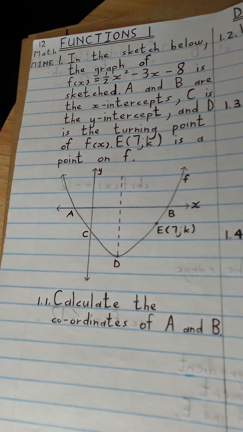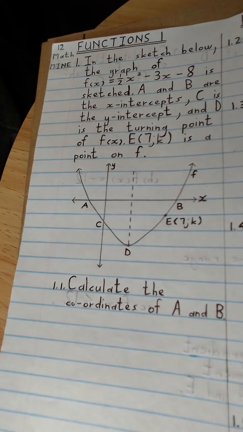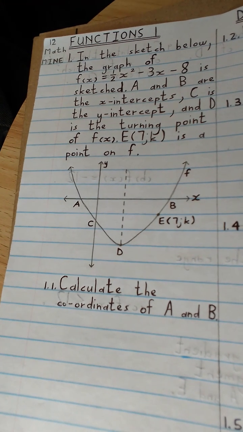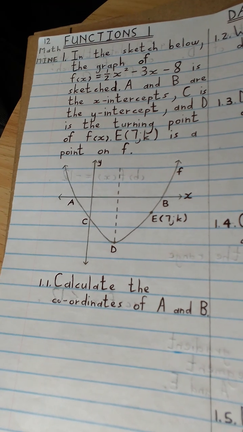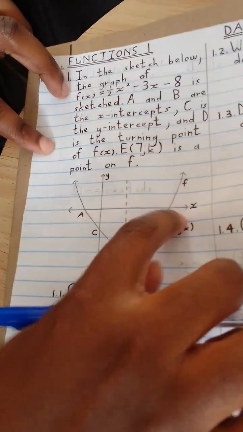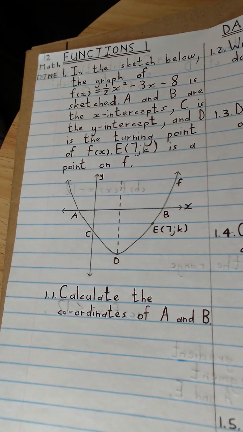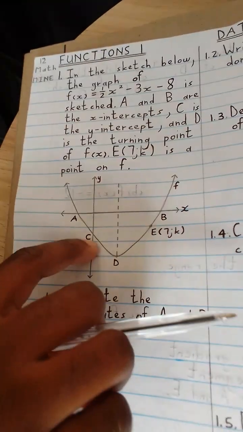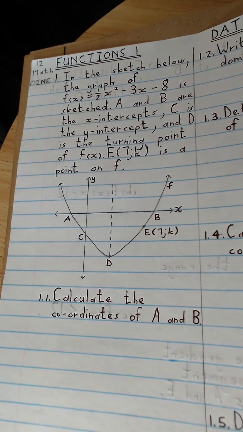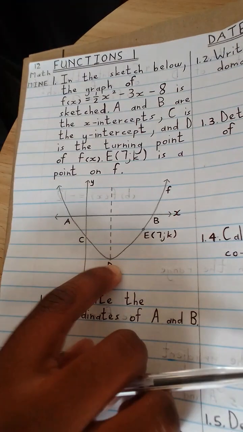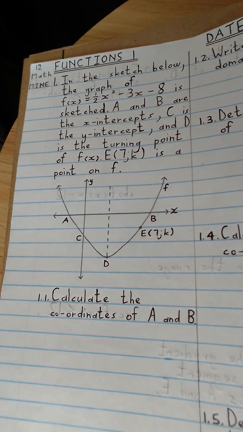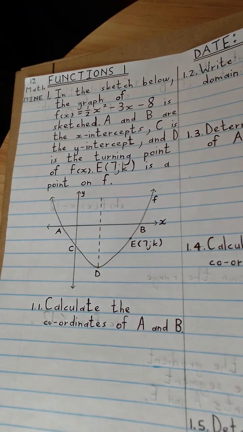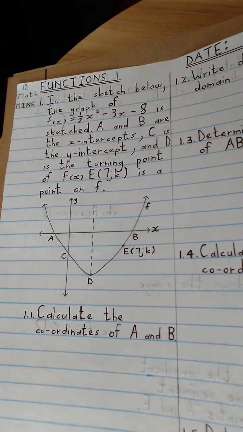So number one states, in the sketch below, the graph of f of x is equal to half x squared minus 3x minus 8 is sketched. A and B are the x-intercepts, so here is A and B. C is the y-intercept, here is C, and D is the turning point of f of x, here's D. And then it says E, coordinates 7 and k, is a point on f. Okay, I hope that makes sense.